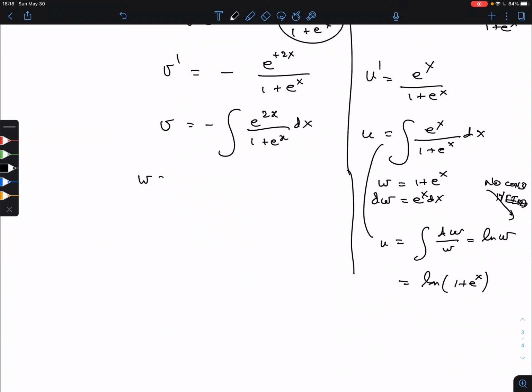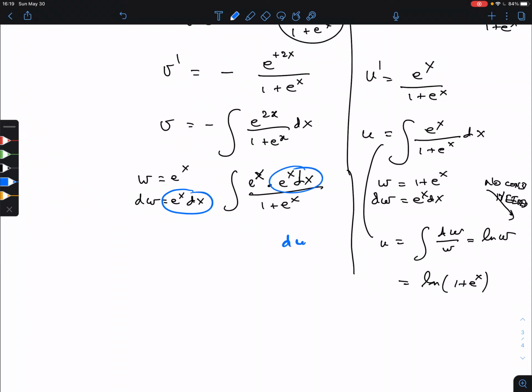And this time I'm just going to take e^x to be the inside function, because let's see what we have then. dw is e^x dx, right? So what is the top here? That is e^x times e^x dx, and in the bottom I get 1 plus e^x. Okay, I'm rewriting it slightly to say that this e^x dx becomes dw.